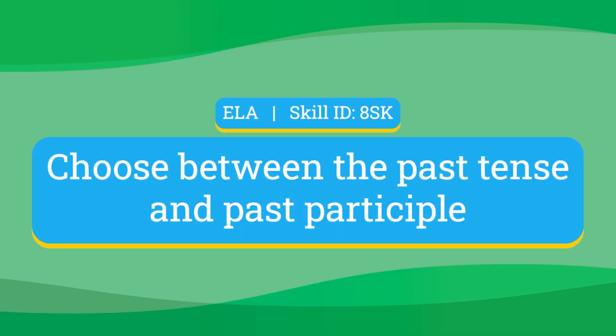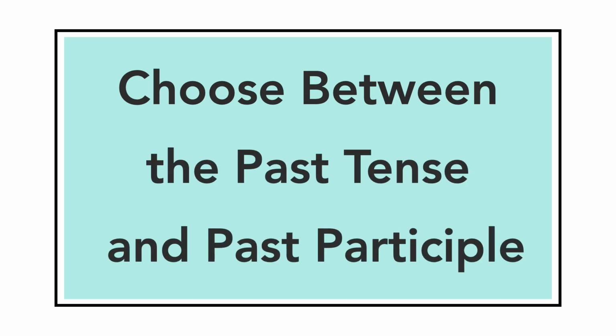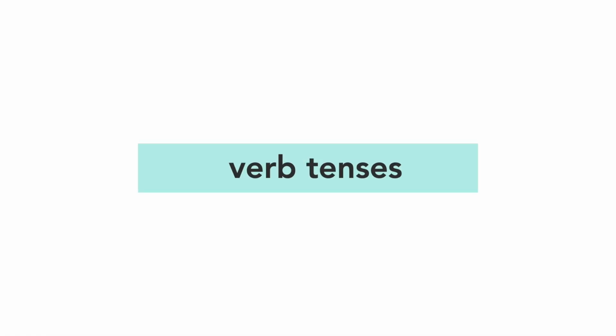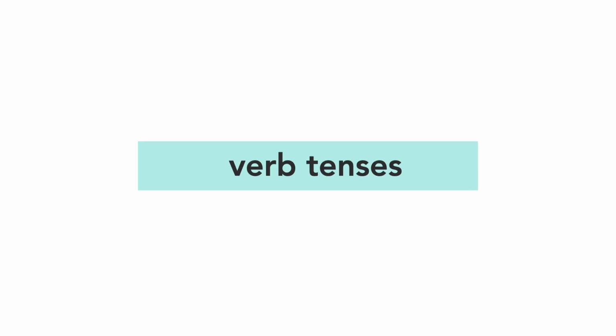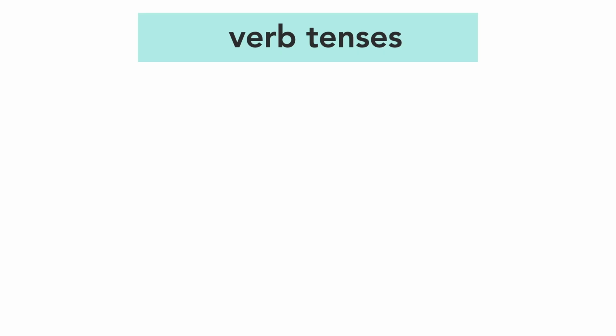In this video, we'll learn to choose between the past tense of a verb and the past participle of a verb. It's important to know the difference between these two because, as a good writer, you need to use different verb tenses correctly to show readers when the actions you're describing take place. So what is the difference between the past tense and the past participle form of a verb?